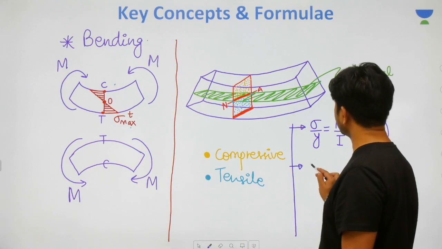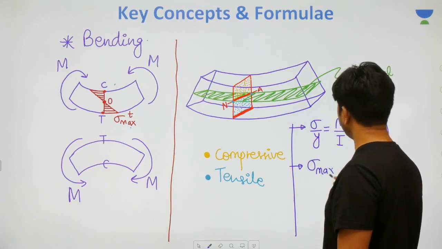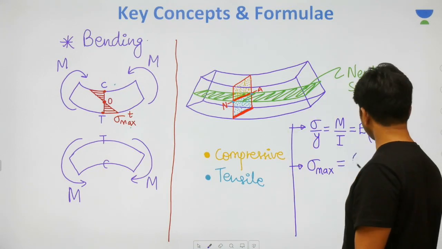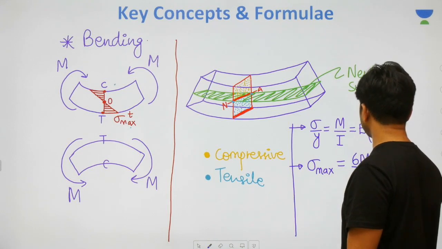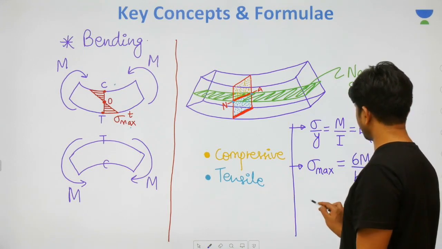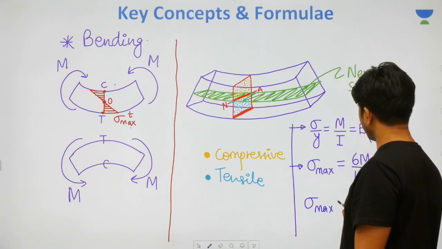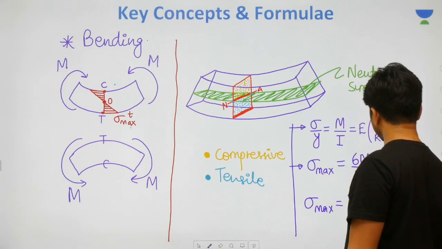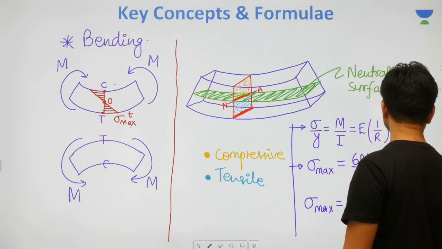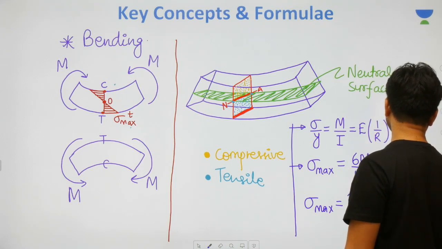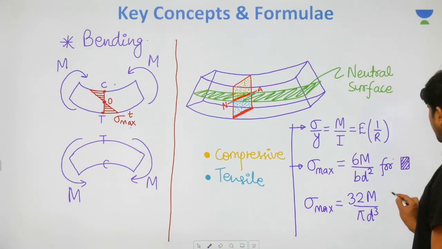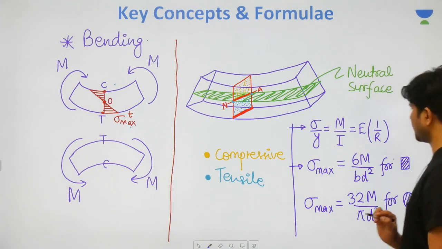My dear friends, most of the times we will be interested in the maximum value, and though you can calculate the maximum value for any given cross section, the most important ones are rectangular cross section and circular cross section. For rectangular cross section, the maximum bending stress formula is 6M by bd square, and for circular cross section, the maximum bending stress formula is 32M by pi d cube.